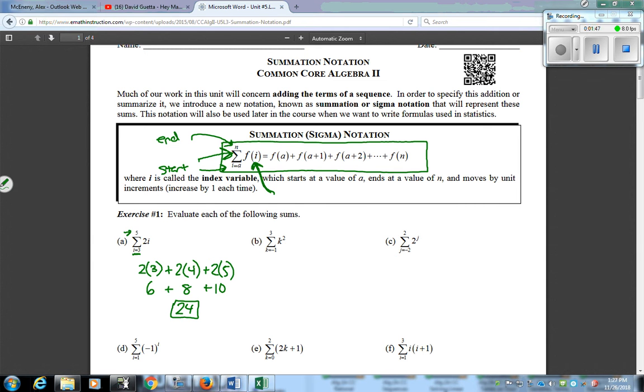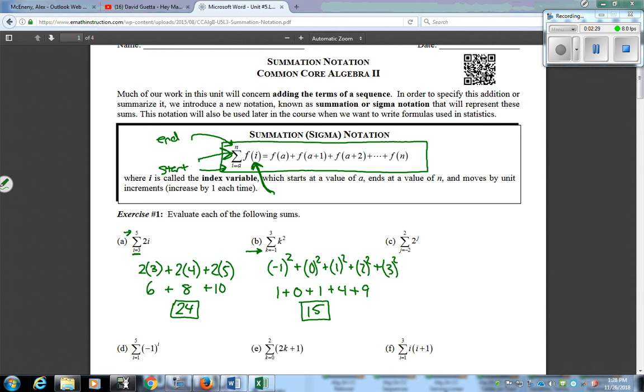Now, if I take a look at B, there's going to be an index variable of k. K equals -1. So I have to go from -1 to 3. So I'm going to start with -1. And I'm squaring it. Then I would do 0 squared, 1 squared, 2 squared, and 3 squared. So for these I get 1, 0, 1, 4, and 9, which ends up being 15.